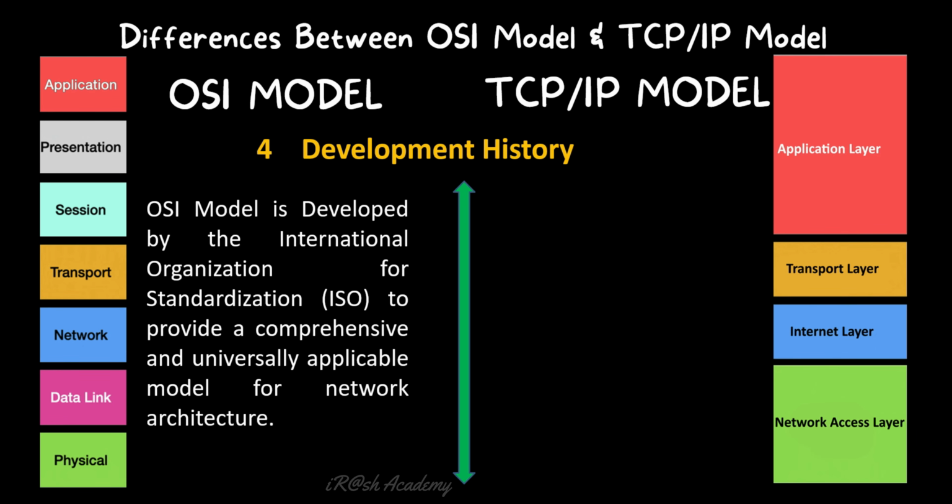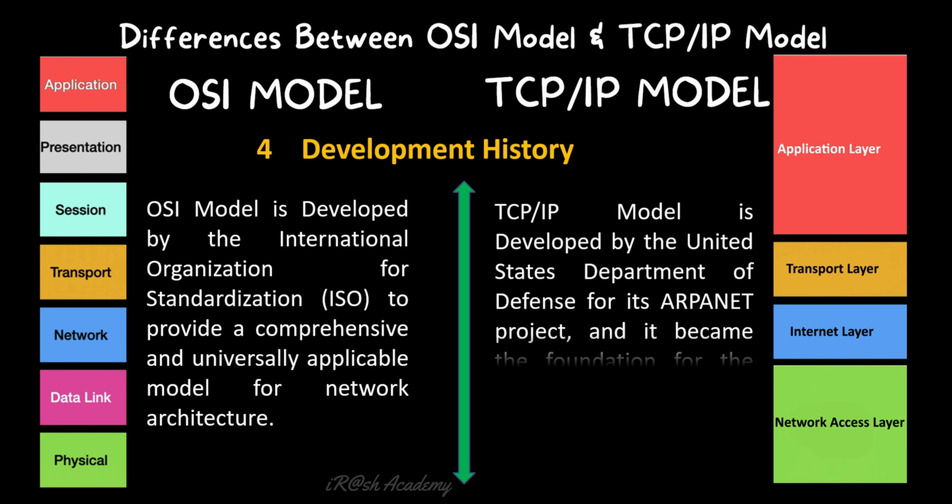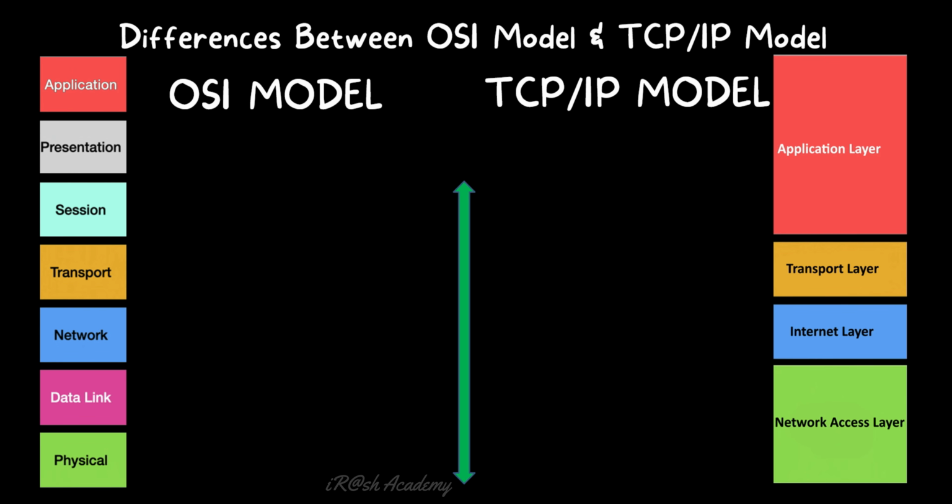So the OSI model was developed by the International Organization for Standardization, that is called the ISO, to provide a comprehensive and universally applicable model for network architecture. On the other hand, the TCP/IP model was developed by the United States Department of Defense for its ARPANET project, and it became the foundation for the modern internet.